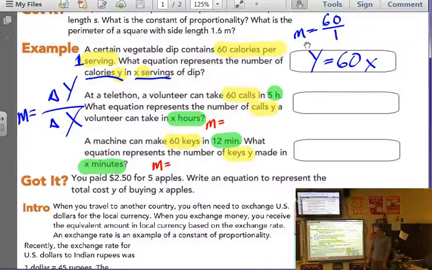Sorry, man. All right, bring it back. Bring it back. 2 hops this time. All right. So, Kylie, how did you find the M value for this telethon?